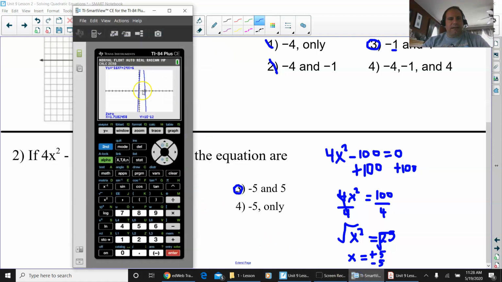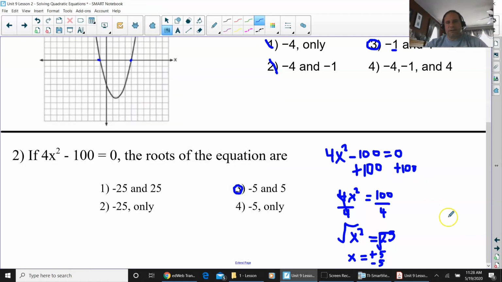If you did put that into the calculator, if you didn't solve it algebraically, it would be something like this: 4x squared minus 100. And you press graph, and you see that right there. And again, you don't need to see the vertex, but this is -5, and this is +5. So you are correct with that. No need to mess with it at all. All right, and that's basically it for that question.